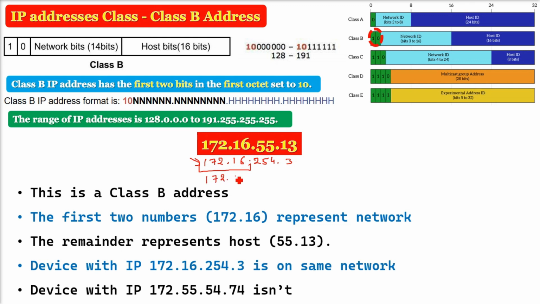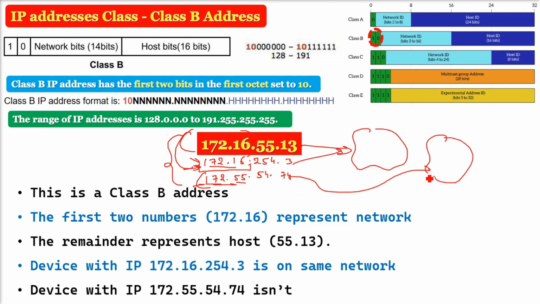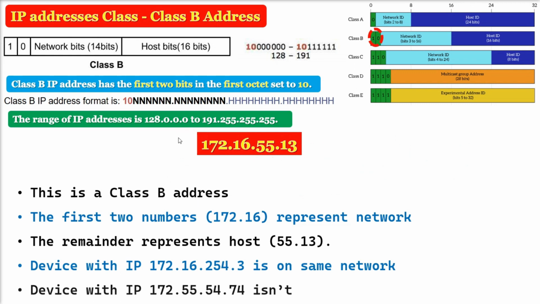Let me write one more number, 172.55.54.74. Now you just have to match the first two of it, 172 and 16. If they are not matching, that means the first one and the last one, which I've just written, are not in the same network. All the three addresses are class B addresses. The first two belong to one network, the third one belongs to another network.